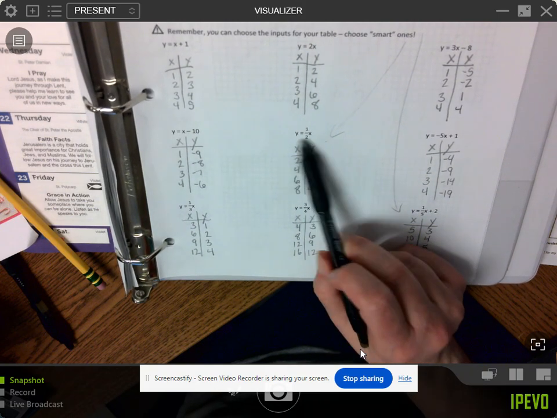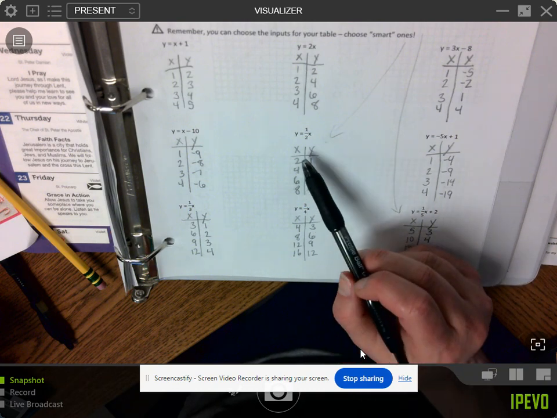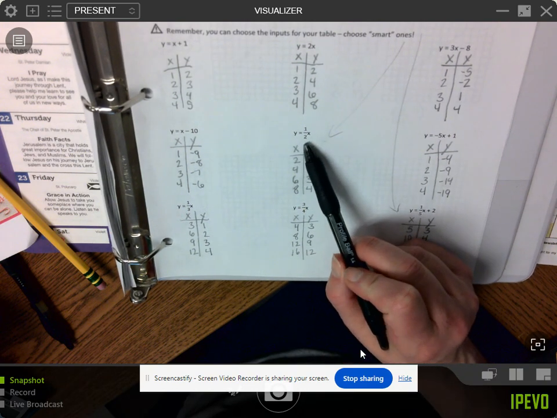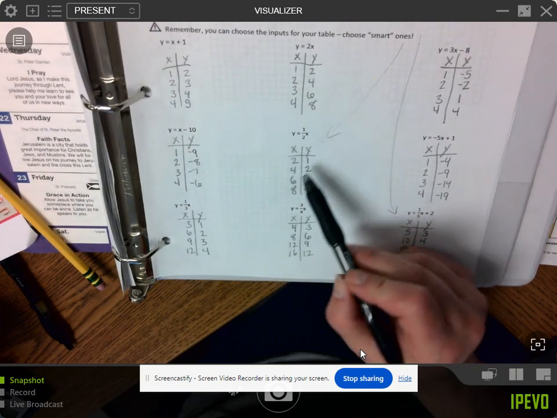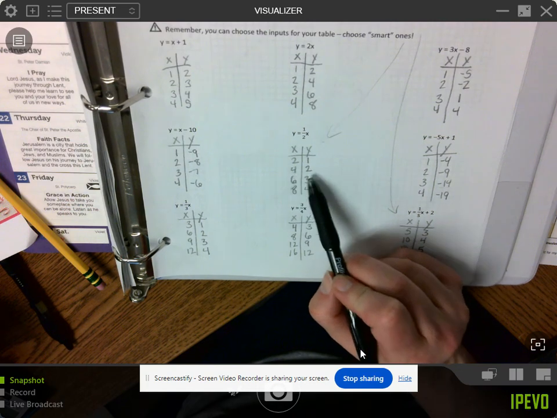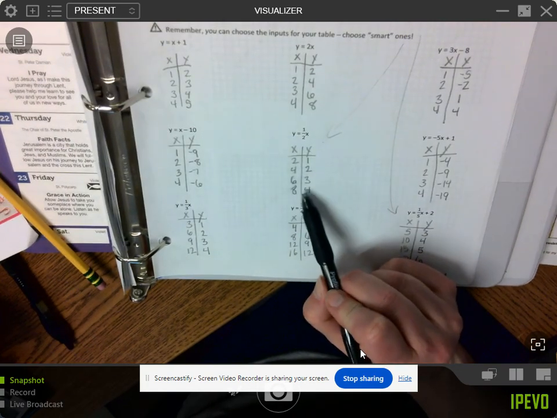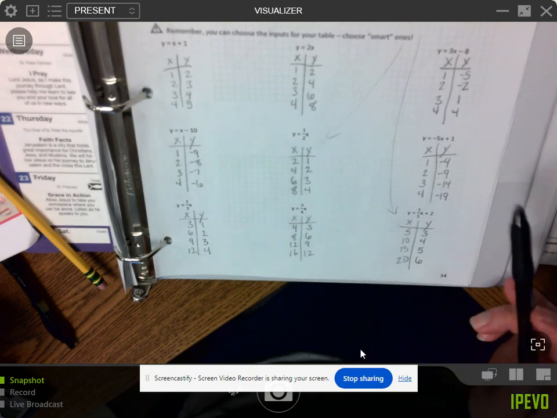For this one, I did it together with us to show us those smart ones that we could do when we have fractions. When we're dividing, you want to do the multiples of that bottom number. So if I put in a 2, I got a 1. I put in a 4, I got out a 2. I put in a 6, I got out a 3. I put in an 8, I got out a 4.